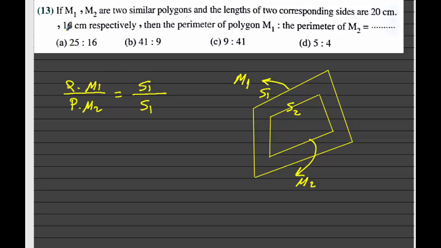Here in the example, the lengths of two corresponding sides give 20 over 16. In the simplest form, 20 over 16 equals 5 over 4, dividing up and down by 4. So the solution is that the perimeter of M1 to the perimeter of M2 is 5 to 4, and the answer will be letter D.